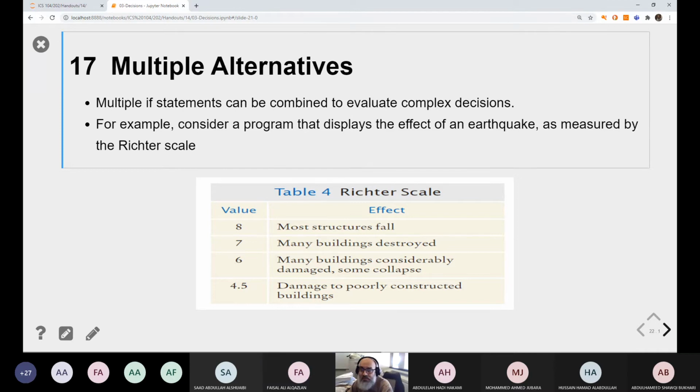No damage. Nothing, no damage, right? If it's less than 4.5, no damage. Okay, fine. So now if I want to write code that will have a value of the earthquake stored in a variable, and then I would like to decide the effect. I want to print the effect.